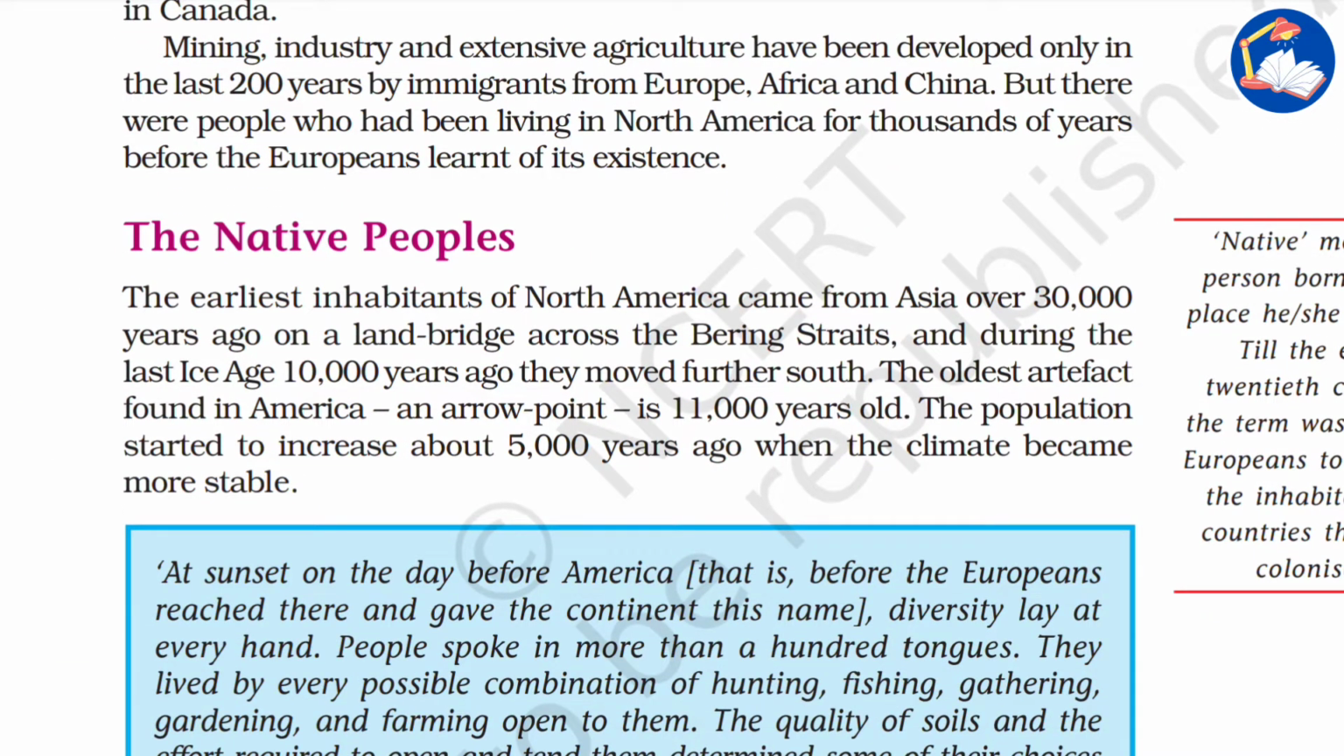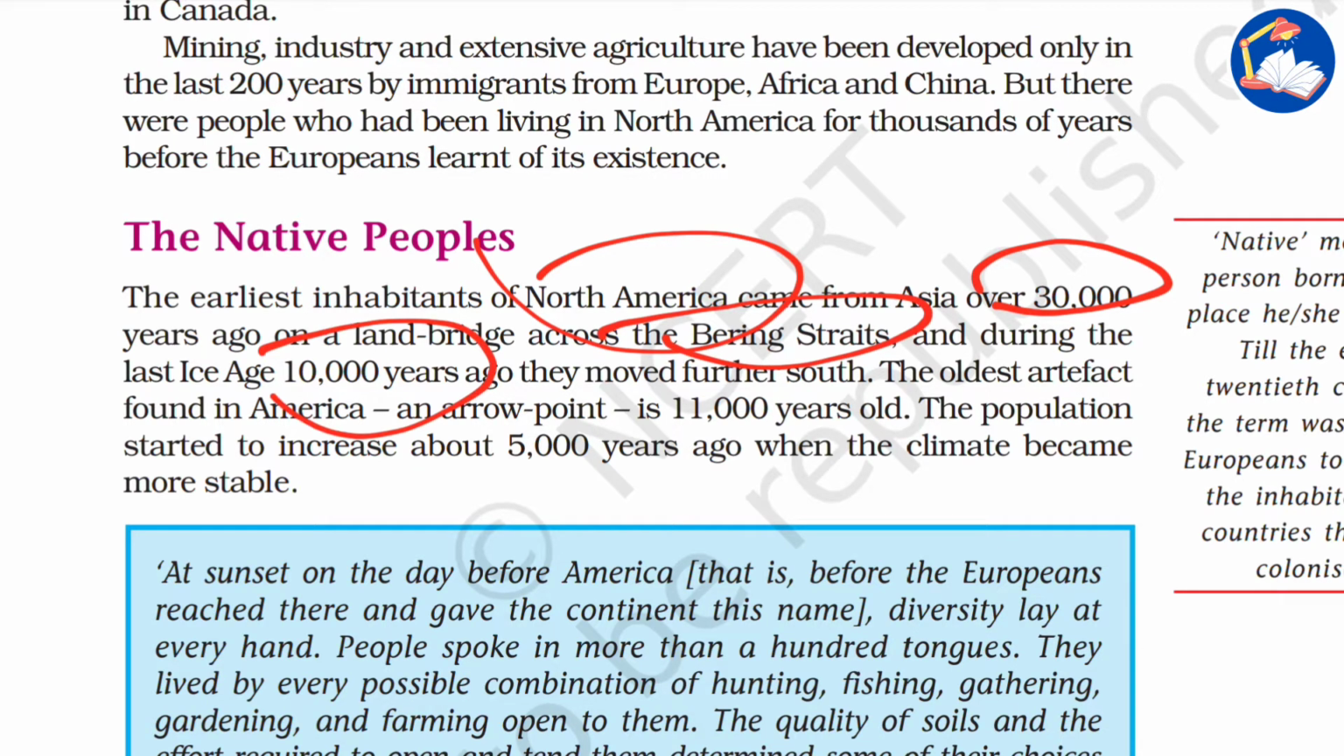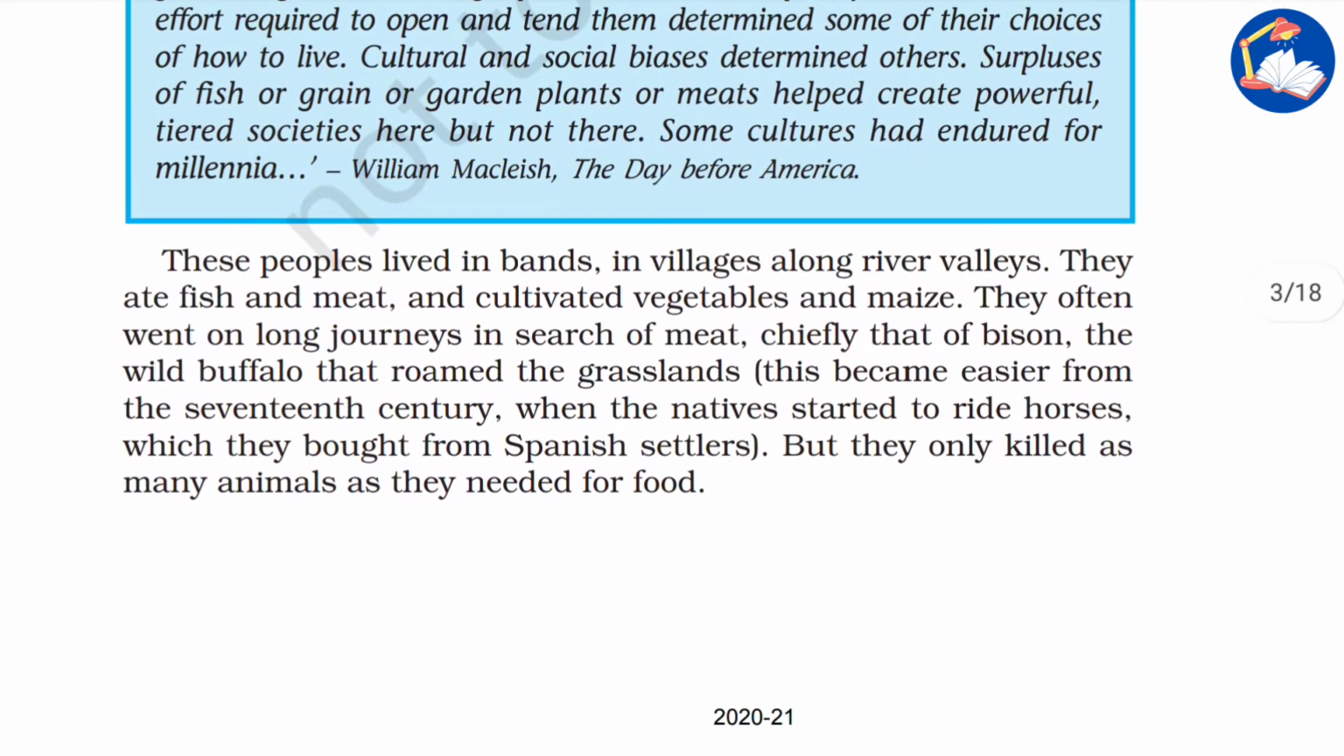The earliest inhabitants of North America came from Asia over 30,000 years ago on a land bridge across the Bering Strait. During the Ice Age, 10,000 years ago, they moved further south. The oldest artifact found in America was an arrow point that is 11,000 years old. The population started to increase about 5,000 years ago when the climate became more stable after the Ice Age.